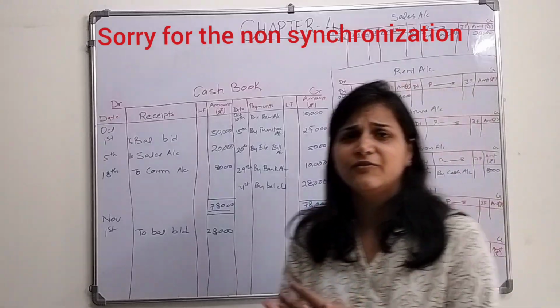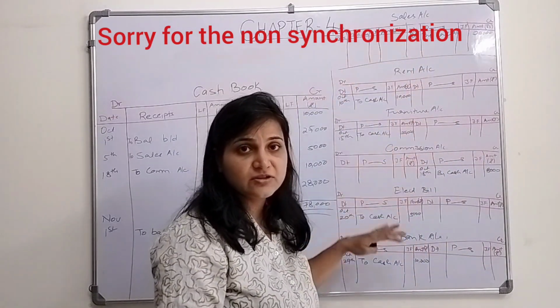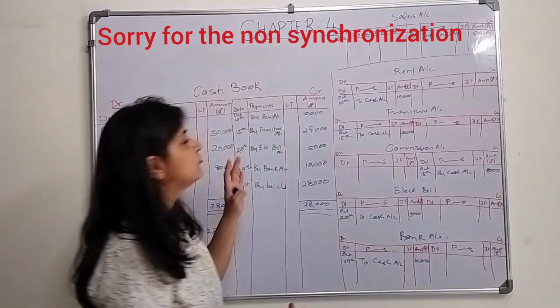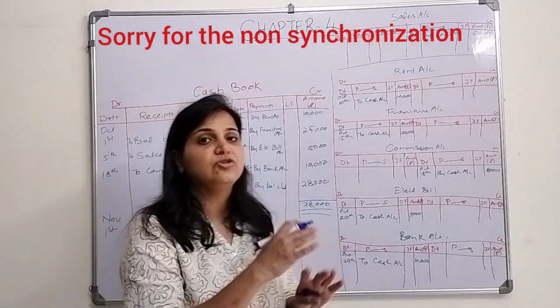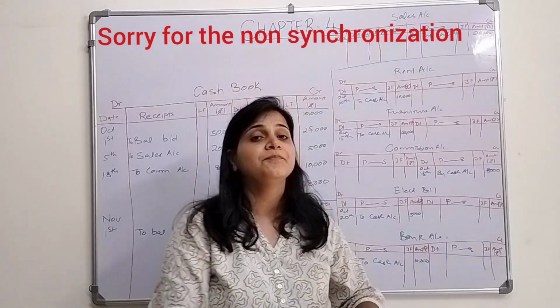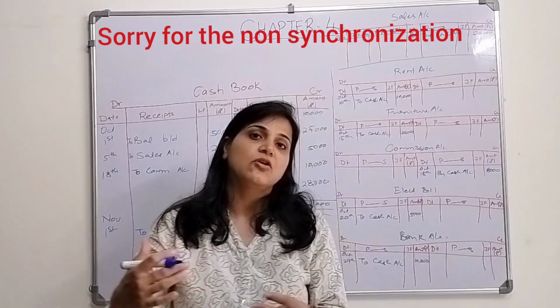Easy. Now we have to post the transactions in respective ledger accounts, but there is no need to prepare a cash account, as the cash book serves the purpose of both journal as well as ledger. And this is the way we prepare a single column cash book.